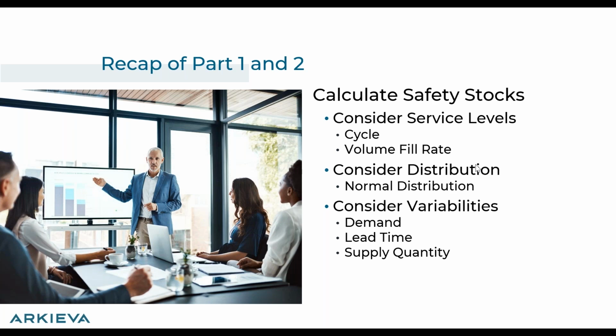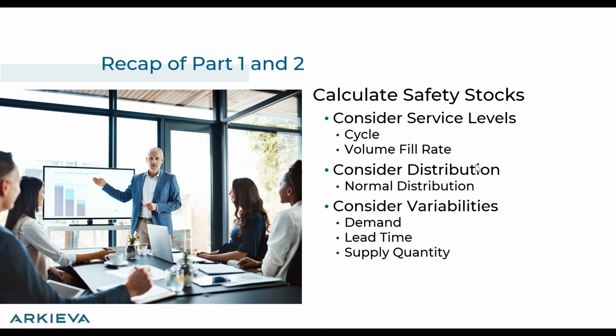And then we talked about the different variabilities that lead to the need for carrying safety stocks, things like variability in the demand, variability in the lead time, variability in the supply quantity. And we incorporated all these different variabilities in the process of calculating safety stocks. And since we assume normal distribution, it followed the very standard formula of Z times square root of this standard deviation of demand. And that Z is a factor that comes from the normal distribution.